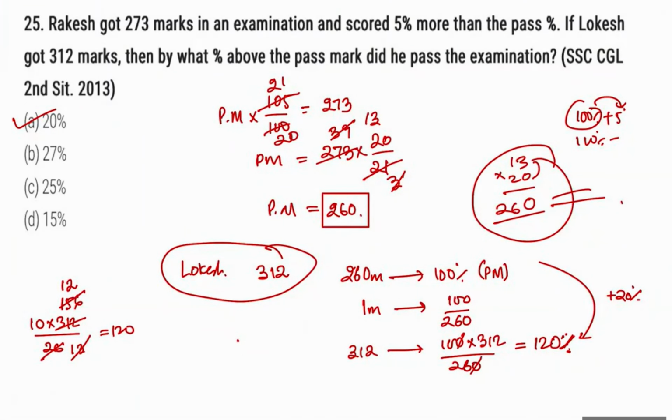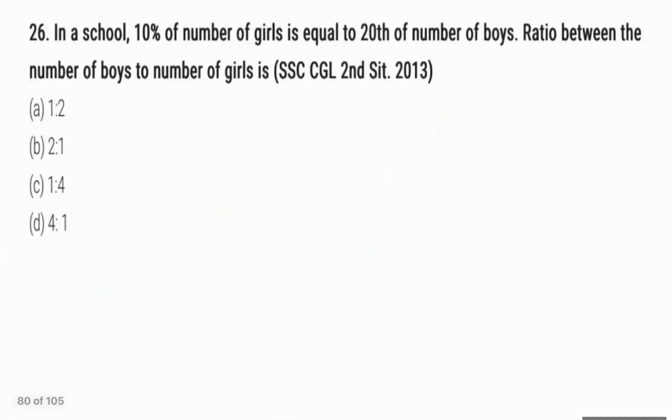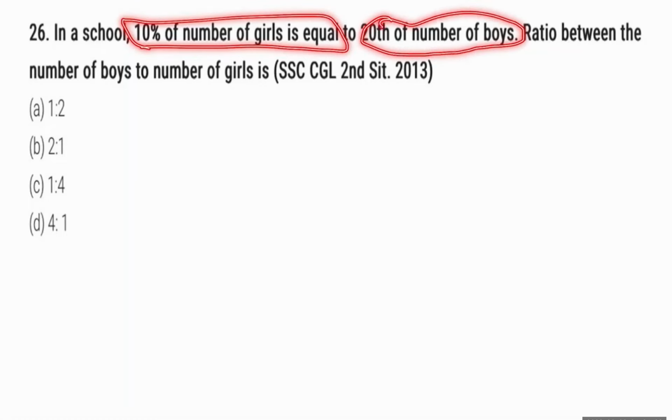Question number 26 in PCM: in a school, 10% of the number of girls is equal to 20th of the number of boys. 10% of a girl is equal to 20th of the number of boys.